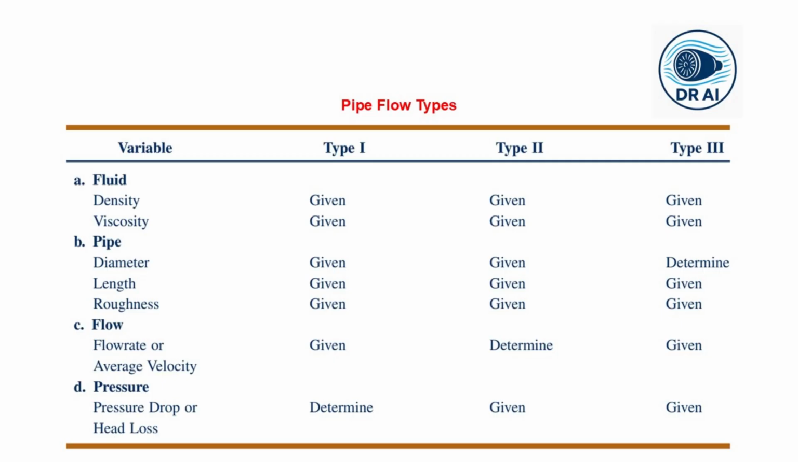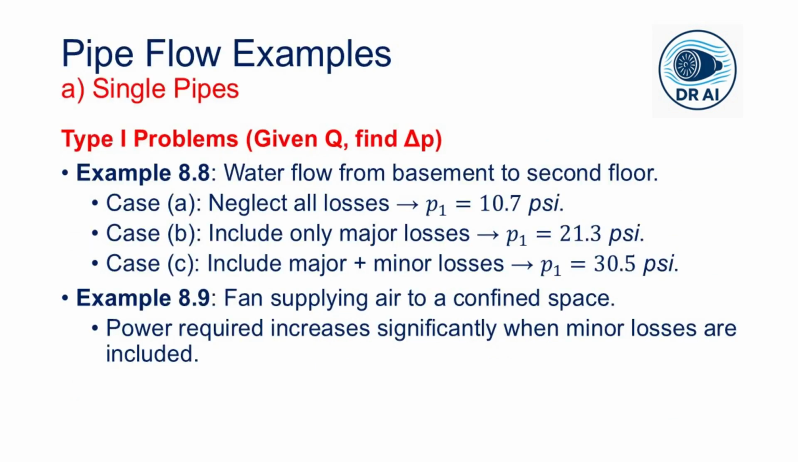Now, think of example 8.8 in your textbook by Munson. You have a copper pipe running from the basement to the second floor. The flow rate you want out of the faucet is 12 gallons per minute. The question is, what pressure does the water heater need to supply to make that happen?